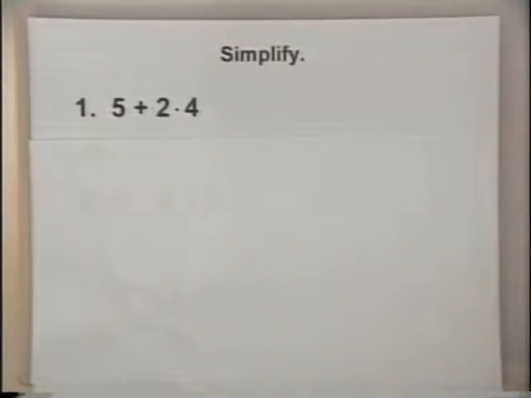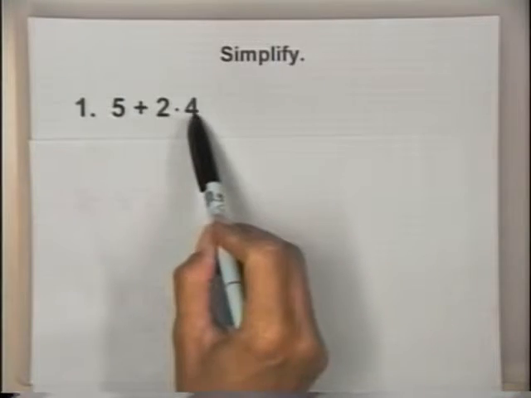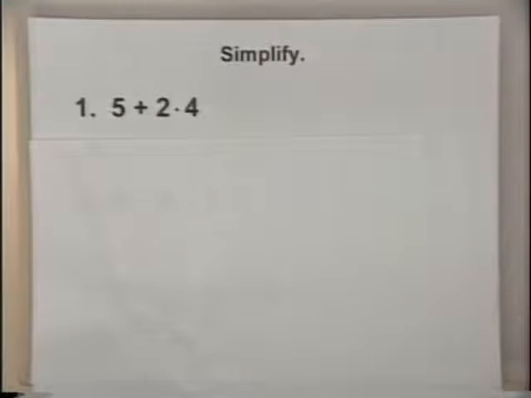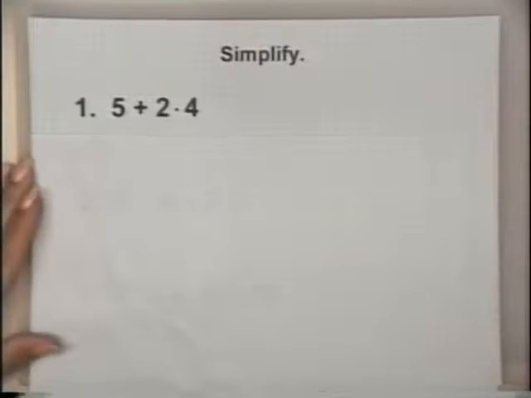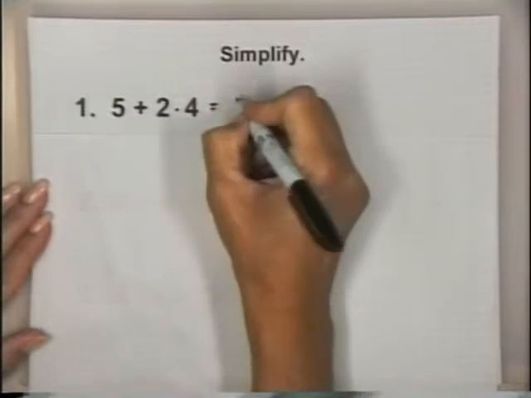Okay, let's work some problems. Let's look at problem number 1. We are to simplify the numerical expression 5 plus 2 times 4. We have two operations, addition and multiplication, don't we? We do not have to worry about parentheses because we have none. We do not have any exponents. So next we look for multiplication or division.